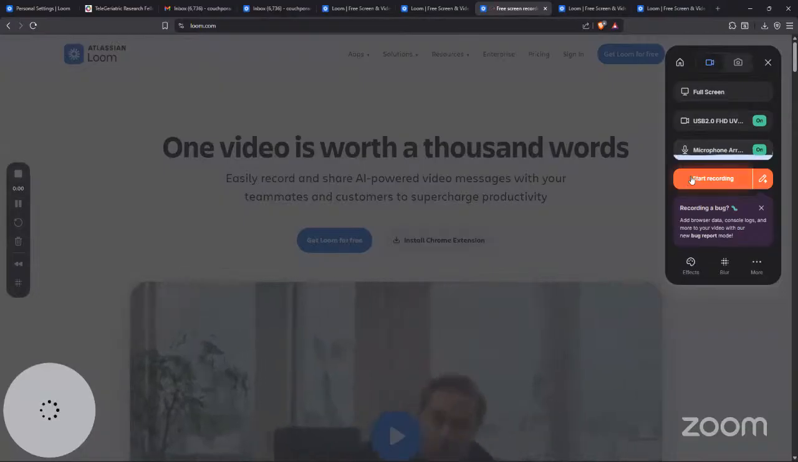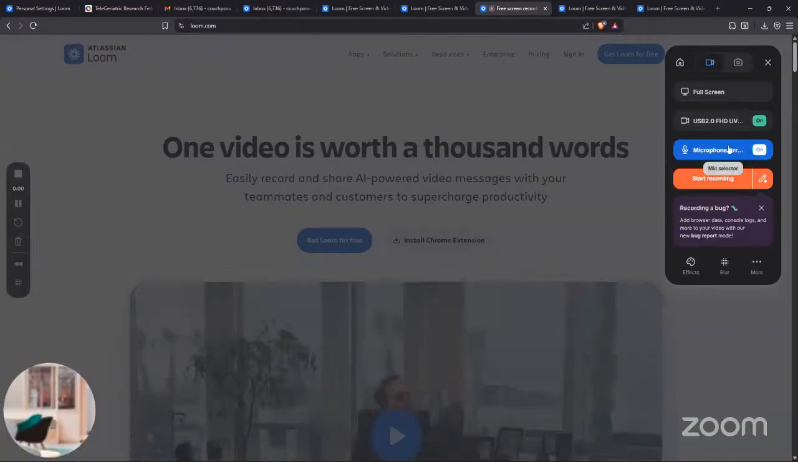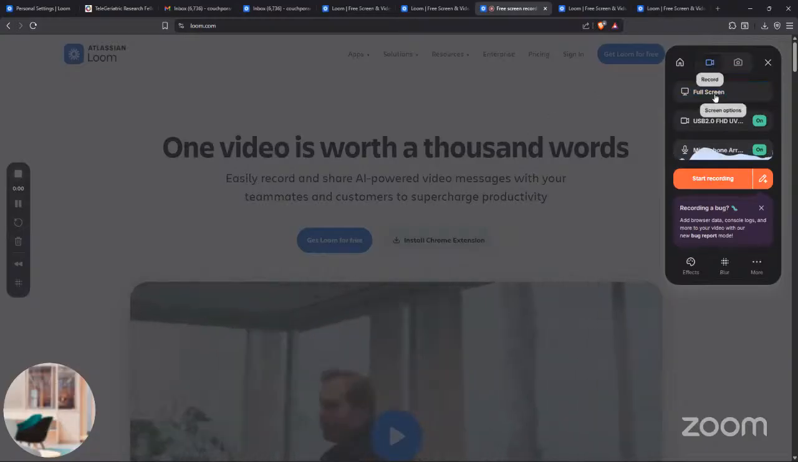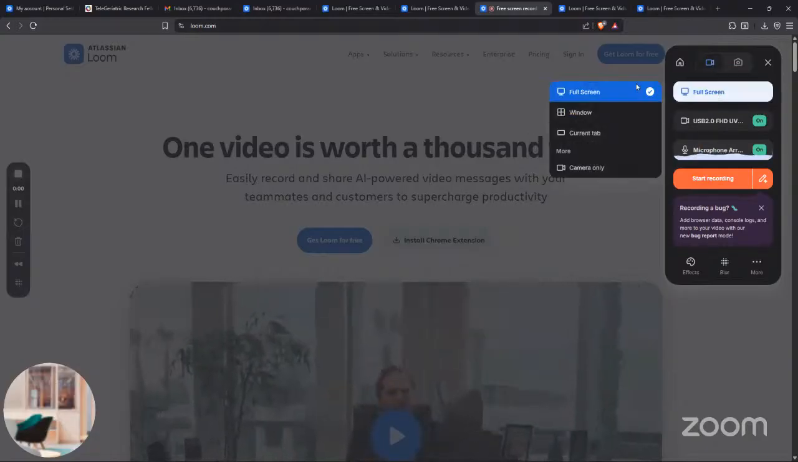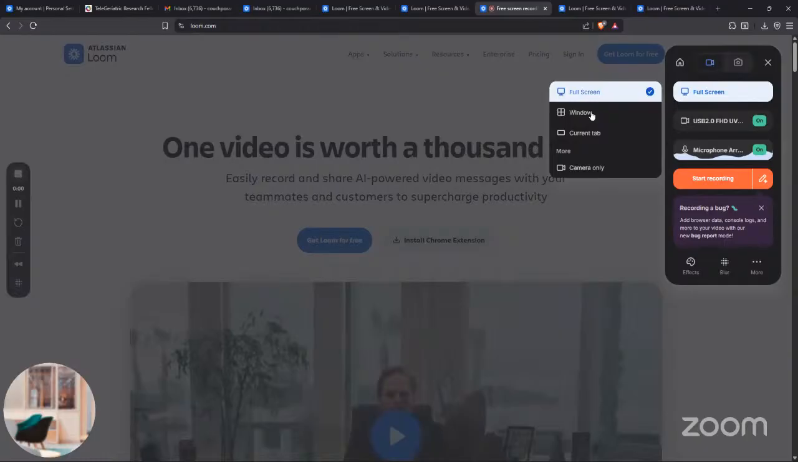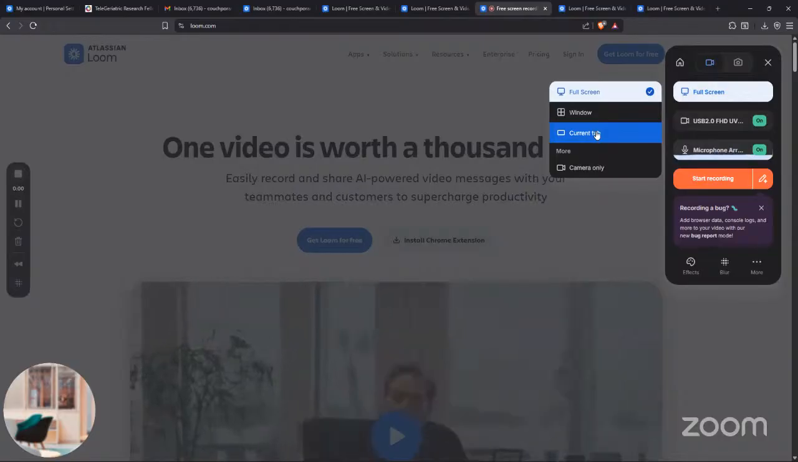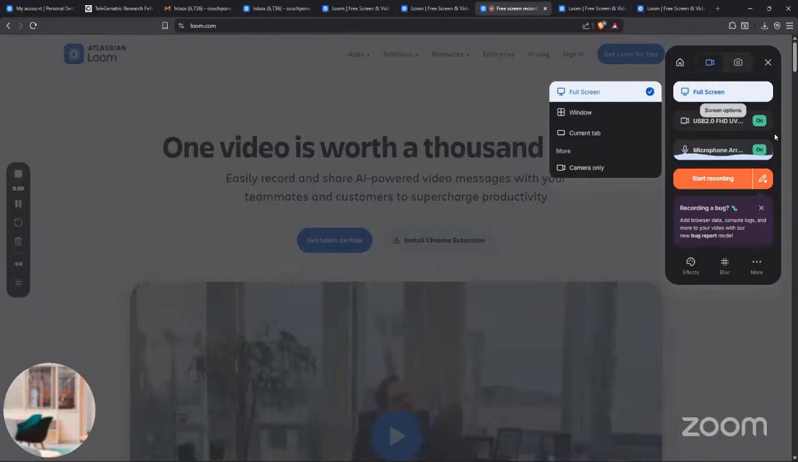So here we have it. You're going to see the microphone, the camera over here, and what to show, what window you want to show. If you want to particularly show your entire screen or just pick a particular window, like for example Chrome, or you just want to show your current tab. So I'm going to pick full screen to do.